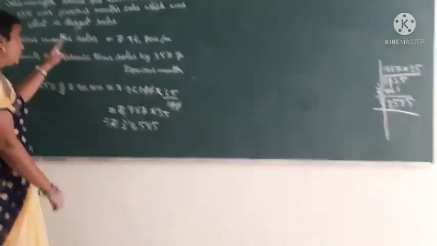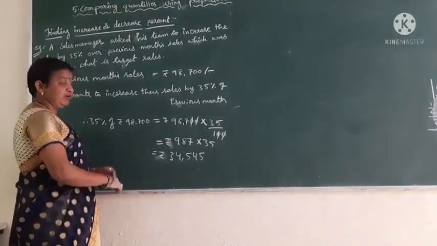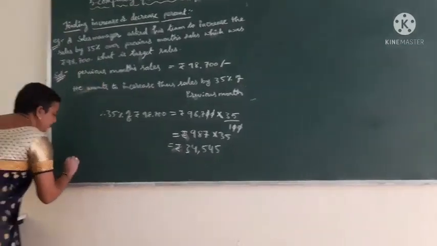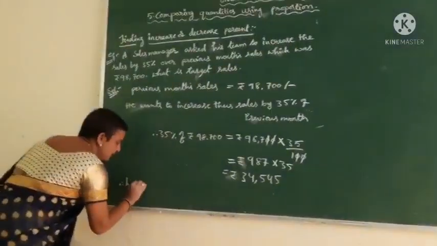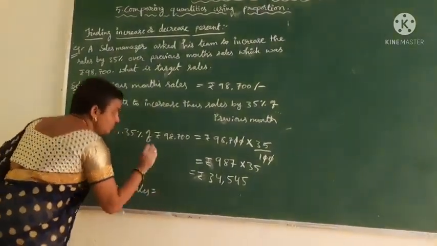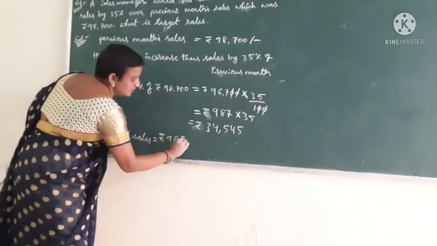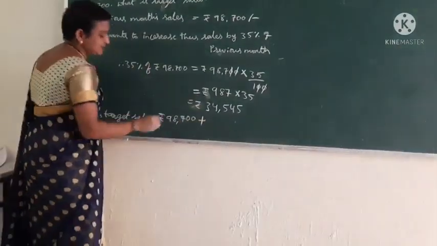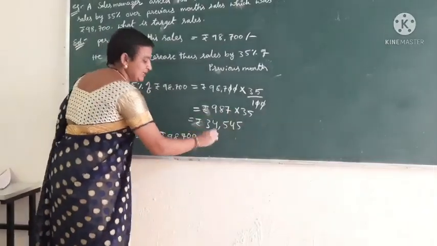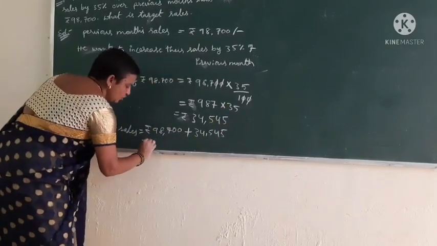He wants to increase his sales by 34,545 extra over the previous month. Therefore his target sales equals previous month sales, rupees 98,700, plus the increase in sales, 34,545.